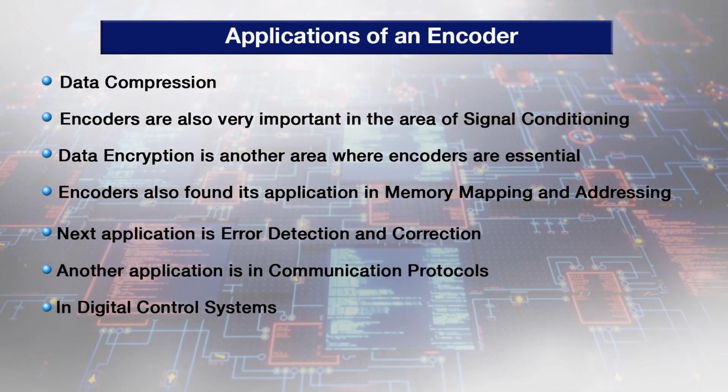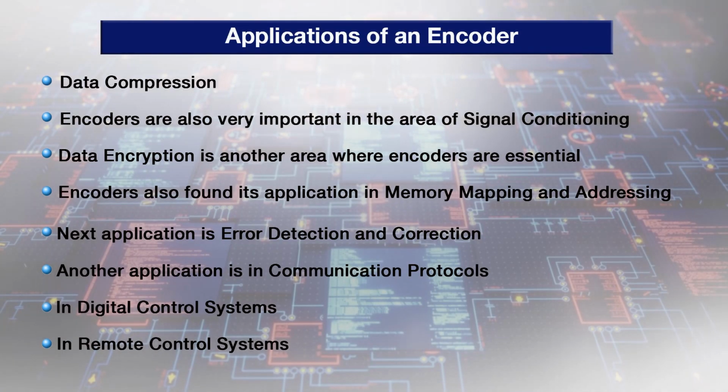The next application is in digital control systems. In applications like robotics and automation, encoders are used to provide feedback on the position and speed of moving parts. This feedback is essential for accurate control and feedback loops. In remote control systems, such as a TV remote, encoders are used to encode the button pressed into a format that can be transmitted via infrared or radio waves to control electronic devices.